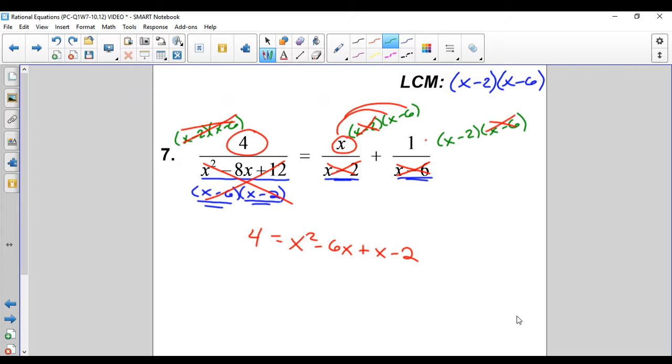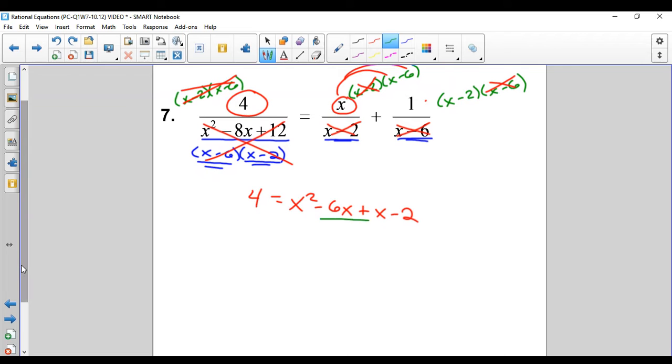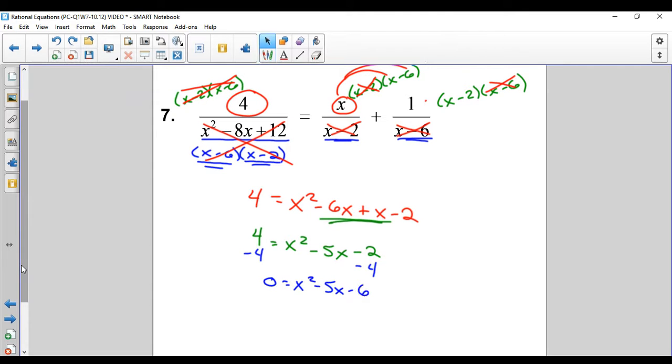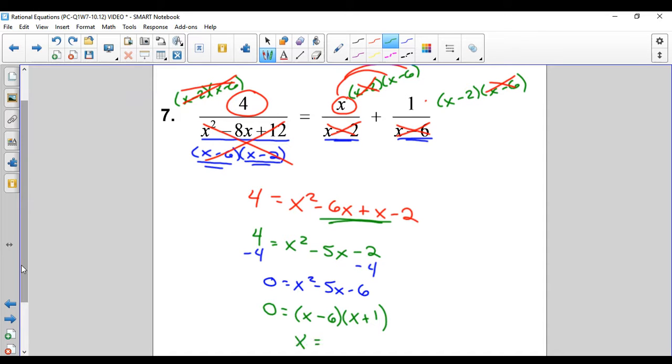Again, you make it to this step, you're good to go. Combine like terms is what I would do first. I also noticed that the x squared's not going away, so I'm going to need to factor. So I subtract the 4. I get 0 equals x squared minus 5x minus 6. Factor it out. Possible solutions are going to be 6 and negative 1.